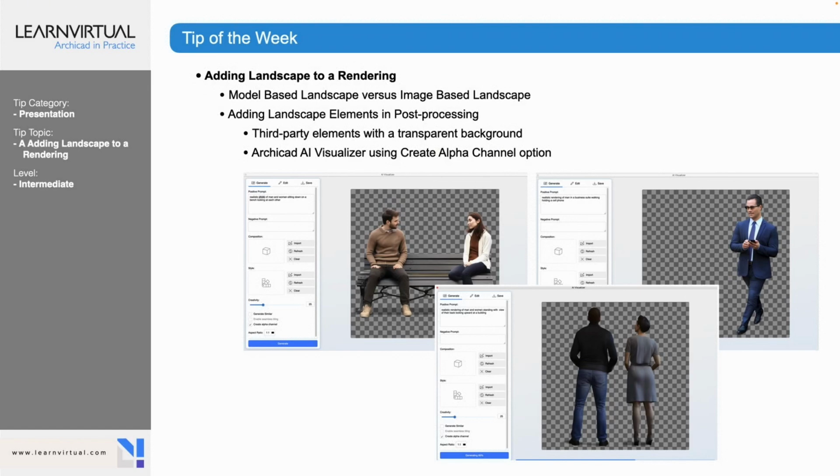In each of these cases, we just typed this in and selected the option. You can see there on the bottom left corner, there's an option for create alpha channel. If that's checked, then it will just create an image for you, and then you can save that out and use that in your rendering post-process.